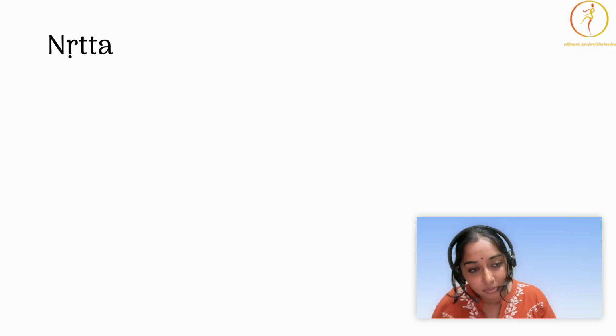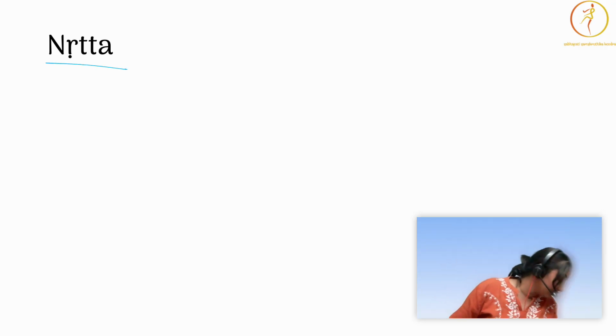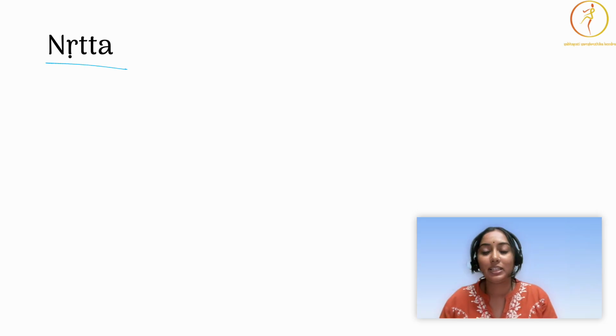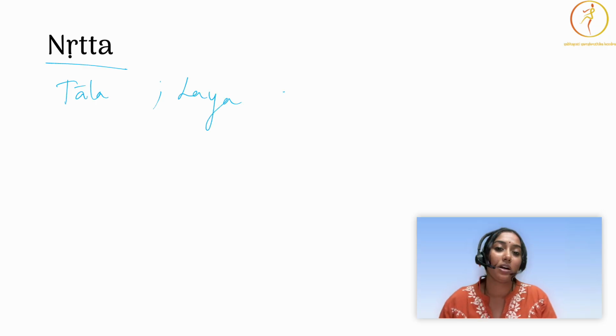Next, we come to the three main concepts: Nritta, Nritya, and Natya. These are concepts that we have been studying from junior exam or even before that. What is Nritta? I will just read what is mentioned. They say Nrittam Tala Layashrayam. So Nritta is that which is dependent on, or encompasses, Tala or Laya. Basically, Nritta is very rhythmic in nature.